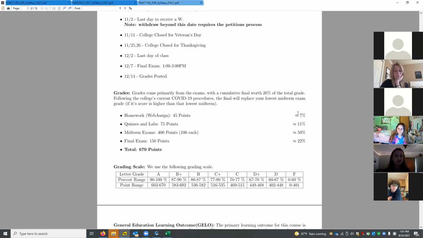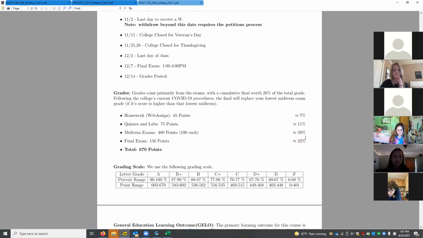The homework is about 7% of the grade, that's 45 points. The quizzes are 75 points. We're not really doing labs right now because of the online thing, but the quizzes are 75 points, and that's about 11% of the grade. The midterms are 100 points each, and there's 4 of them. That's 400 points, makes 60% of the grade. And the final exam is 150 points, which is 22% of the grade, right?